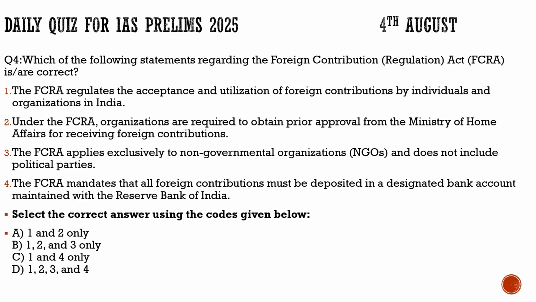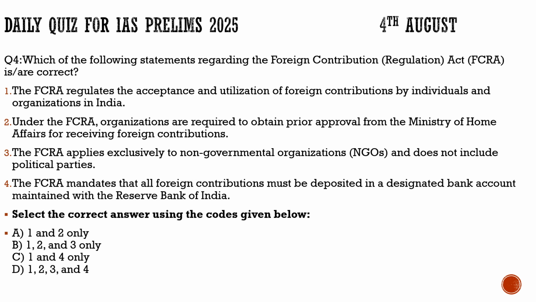And now moving to question number 4, it asks which of the following statements regarding the Foreign Contribution Regulation Act (FCRA) are correct. Option A, the Foreign Contribution Regulation Act regulates the acceptance and utilization of foreign contribution by individuals and organizations in India. 100% correct. Option B, under the FCRA, organizations are required to obtain prior approval from the Ministry of Home Affairs for receiving foreign contribution. Option 2 is also correct.